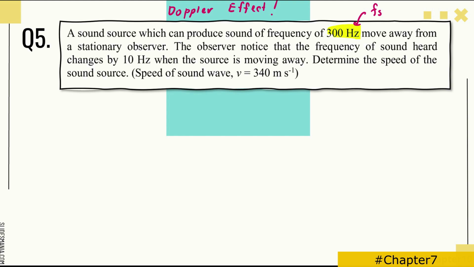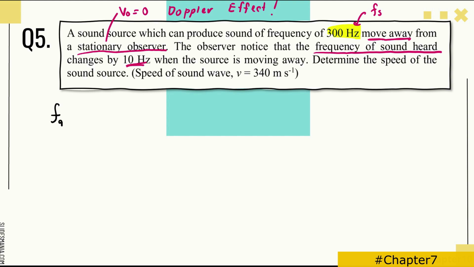The sound source moves away from a stationary observer. Stationary observer means that we have Vo equal to 0. The observer noticed that the frequency of the sound heard changes by 10 Hz. So we need to deduce the frequency of sound heard, or we call it the apparent frequency.